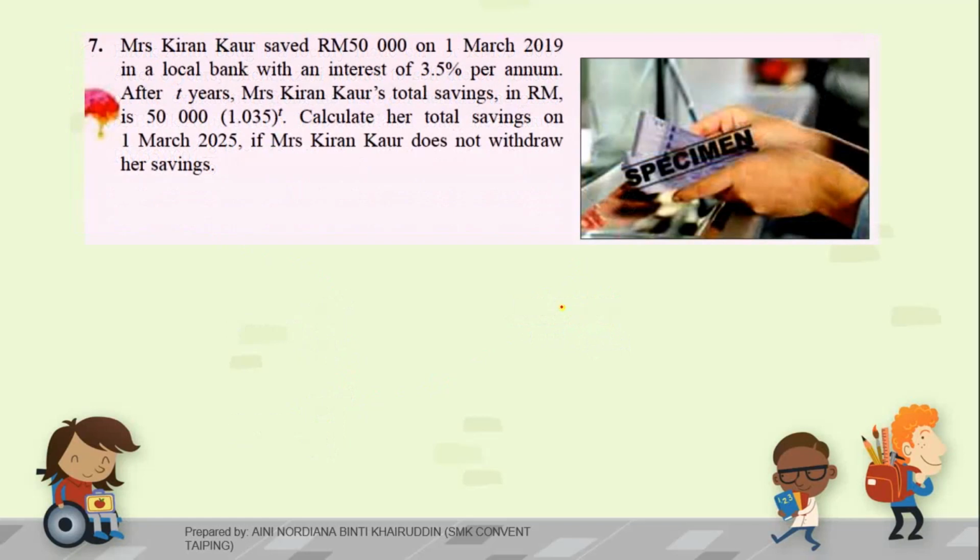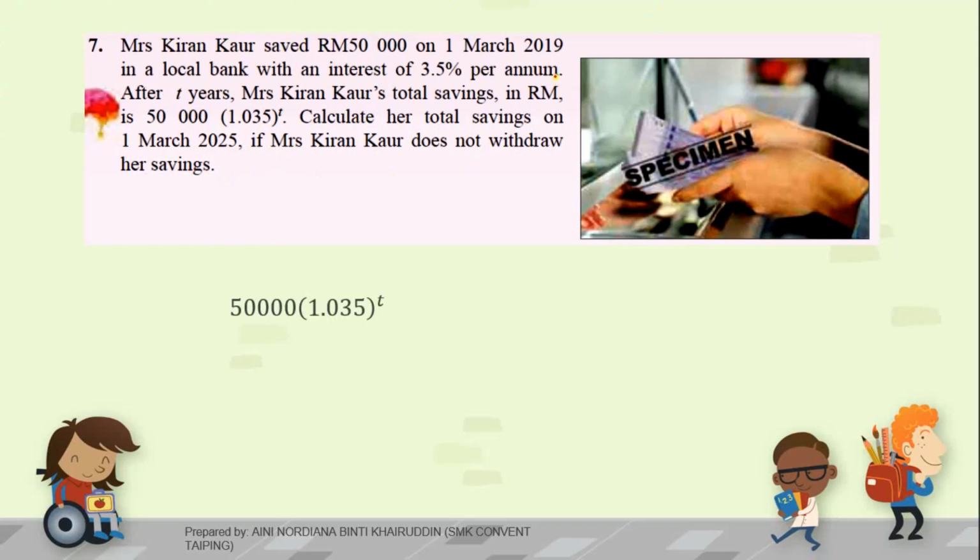So next, question number 7. Mrs. Kiran Kaur saved 50,000 on 1 March 2019 in a local bank with an interest of 3.5% per annum. After 3 years, Mrs. Kiran Kaur's total saving in RM is 50,000 times 1.035 to the power of T. Calculate her total savings on 1 March 2025 if Mrs. Kiran Kaur does not withdraw her savings.